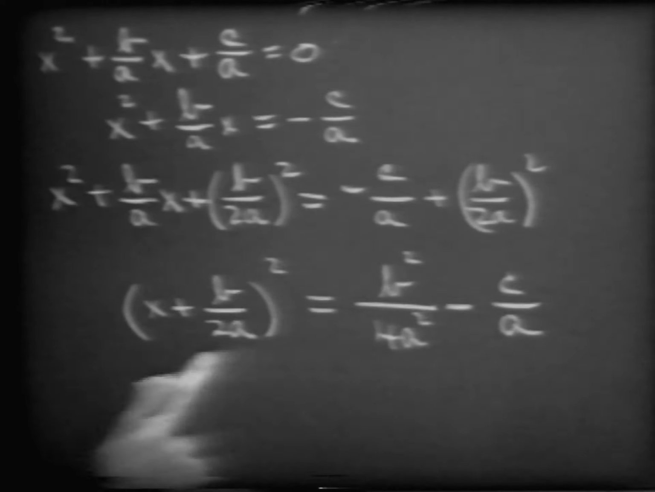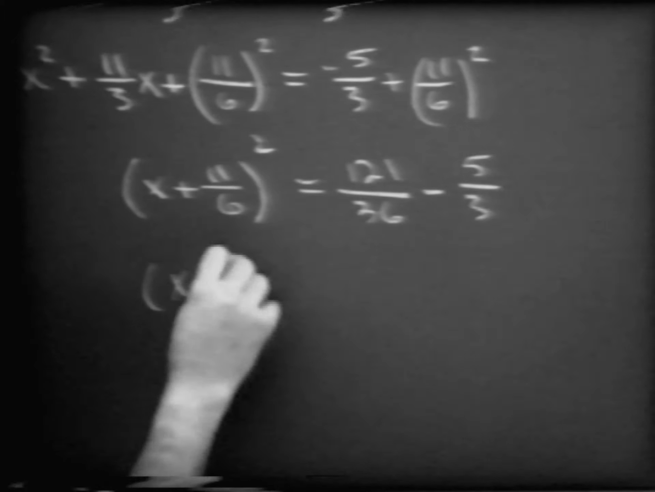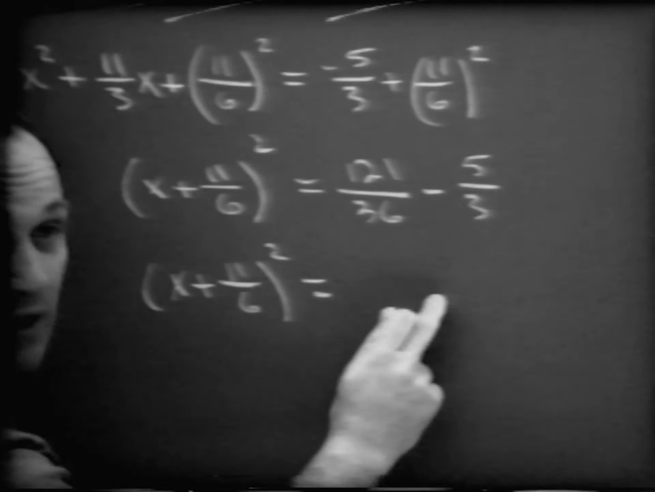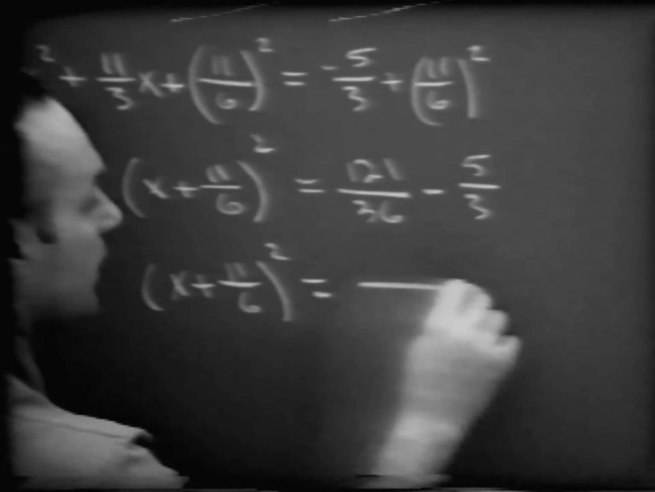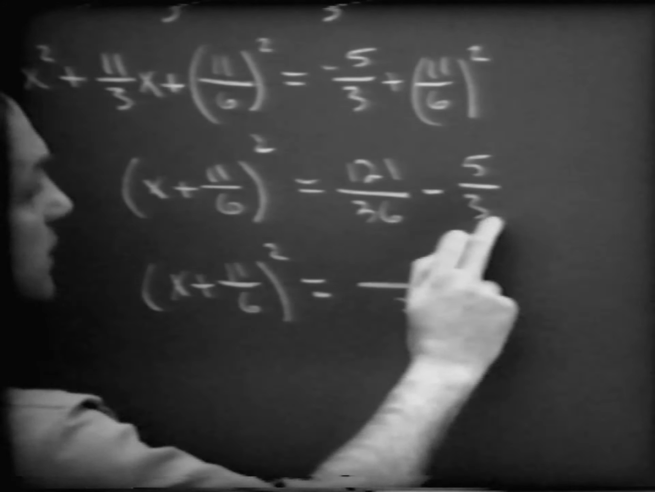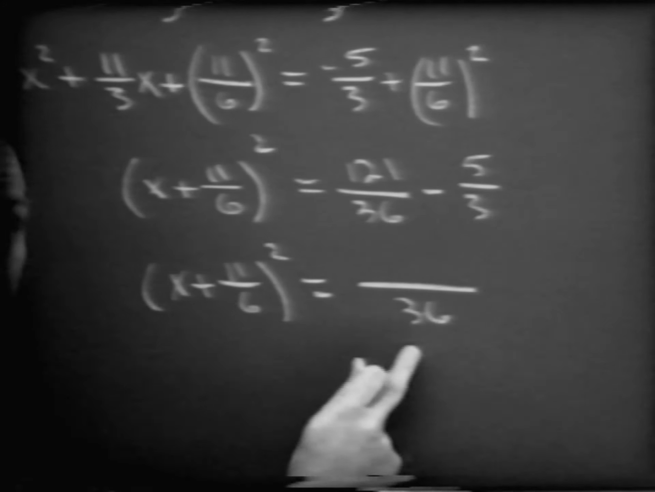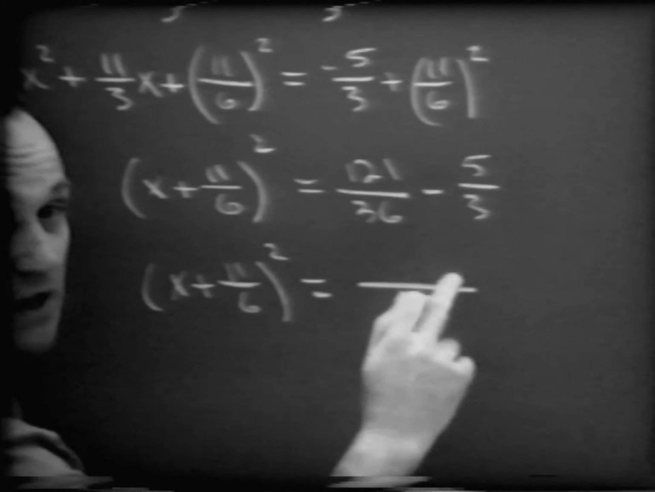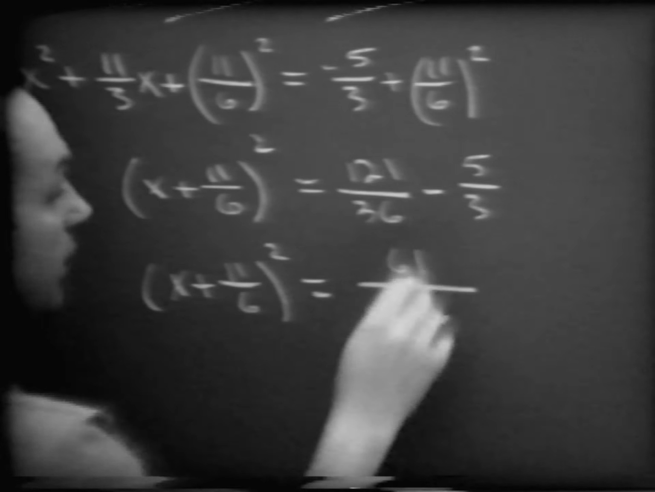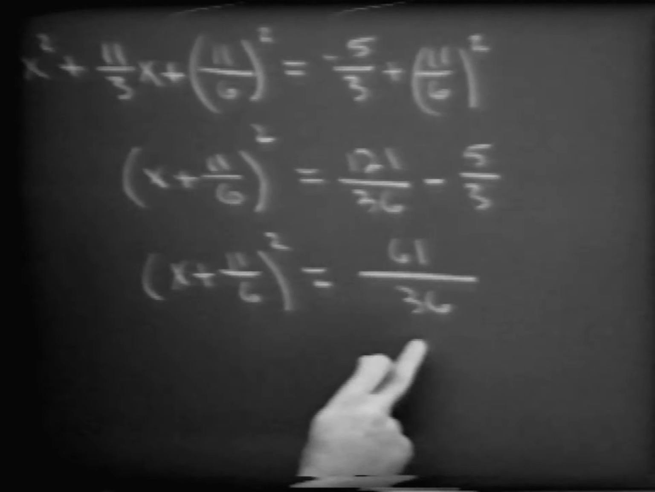Let's come back to our numerical case and simplify the right-hand side. We'd like this to be equal to one number. What is the least common denominator here? 36. And 3 times what number is 36? 12. So 12 times 5 is 60, and 121 minus 60 is 61. Now we have 61/36.